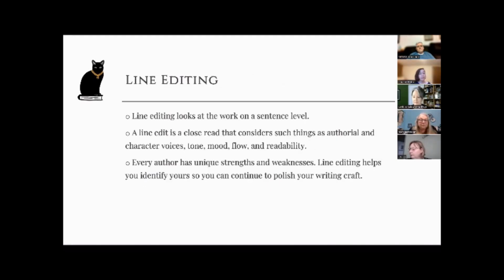Once developmental editing has happened and you're happy with the overall structure and shape of your story, then we get into line editing. So line editing is a close read of the work on a sentence level. It looks at things like the authorial versus the character voices, tone of the story, mood, the flow of the language and the rhythm of it, and readability or clarity. Line editing is a really great thing to work on in order to just help hone and polish your writing craft because it is really about sentence level work.